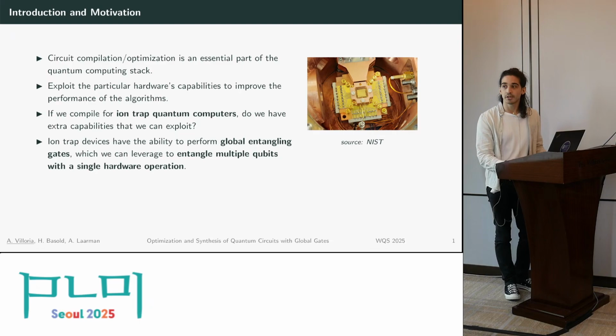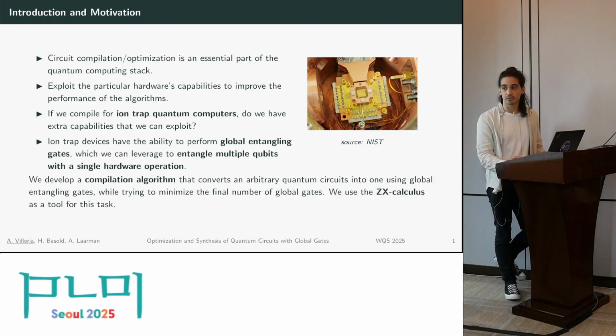So one particular characteristic that these machines have is the ability to perform global entangling gates, which is a single native instruction that can entangle potentially the whole register with just one operation. So what we do in our work is we develop a compilation algorithm that converts an arbitrary quantum circuit into one that uses global entangling gates, while we try to minimize the number of these gates, because these gates are very powerful, but they are also quite expensive to execute. And with this, we are going to use the ZX calculus as a tool for this algorithm.